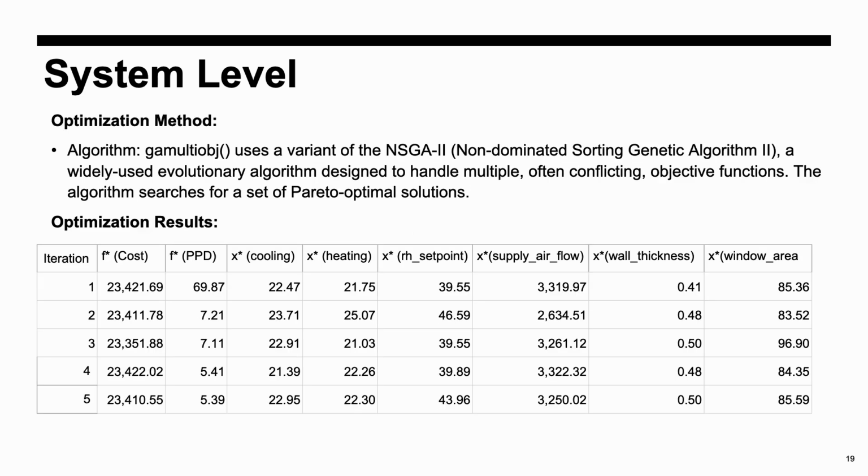Using MATLAB's GA multi-objective, which implements the NSGA-II algorithm, we generate a set of Pareto optimal solutions. The table at right shows various combinations of set points and design parameters along with their corresponding cost and PPD values. This visualizes the trade-off clearly, letting designers pick the balance of efficiency and comfort that best suits their priorities.